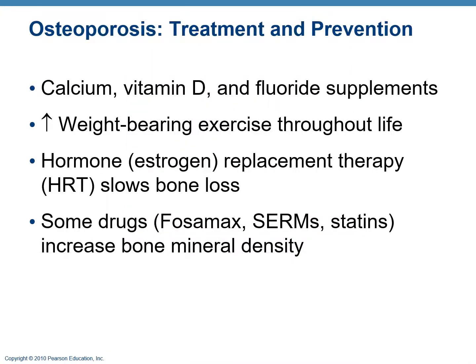And for treatment and prevention of osteoporosis, there's a number of things that can be done. Calcium, vitamin D, and fluoride supplements. People who are at risk of osteoporosis are often recommended to start weight-bearing exercises throughout their life, just to basically try to build up bone density. Sometimes hormone replacement therapy can slow bone loss, and then some drugs can also increase bone mineral density.